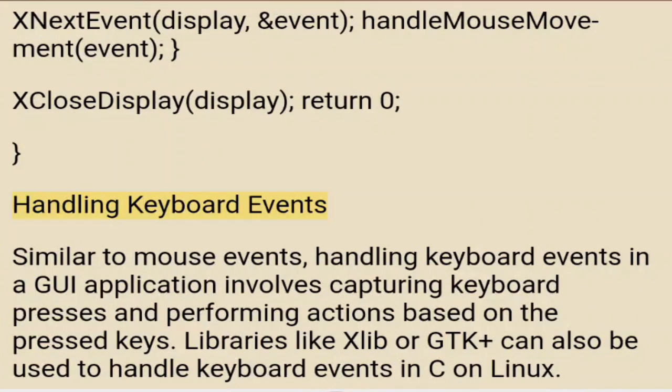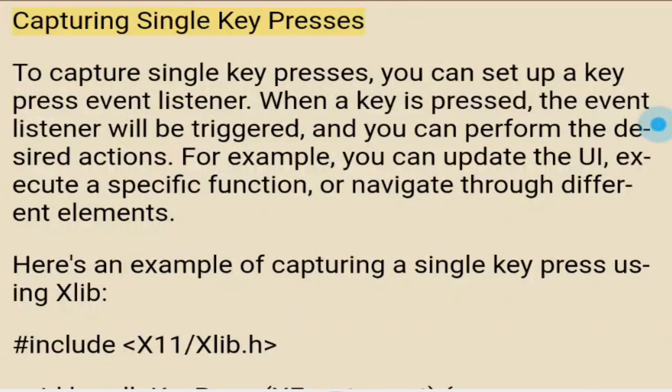Handling keyboard events. Similar to mouse events, handling keyboard events in a GUI application involves capturing keyboard presses and performing actions based on the pressed keys. Libraries like Xlib or GTK+ can also be used to handle keyboard events in C on Linux. Capturing single key presses. To capture single key presses, you can set up a key press event listener. When a key is pressed, the event listener will be triggered, and you can perform the desired actions. For example, you can update the GUI, execute a specific function, or navigate through different elements. Here's an example of capturing a single key press using Xlib.